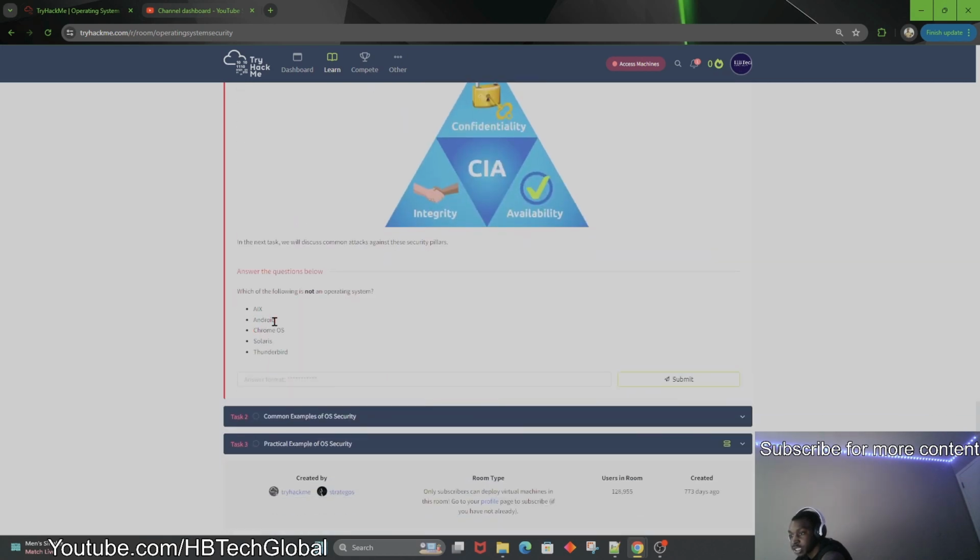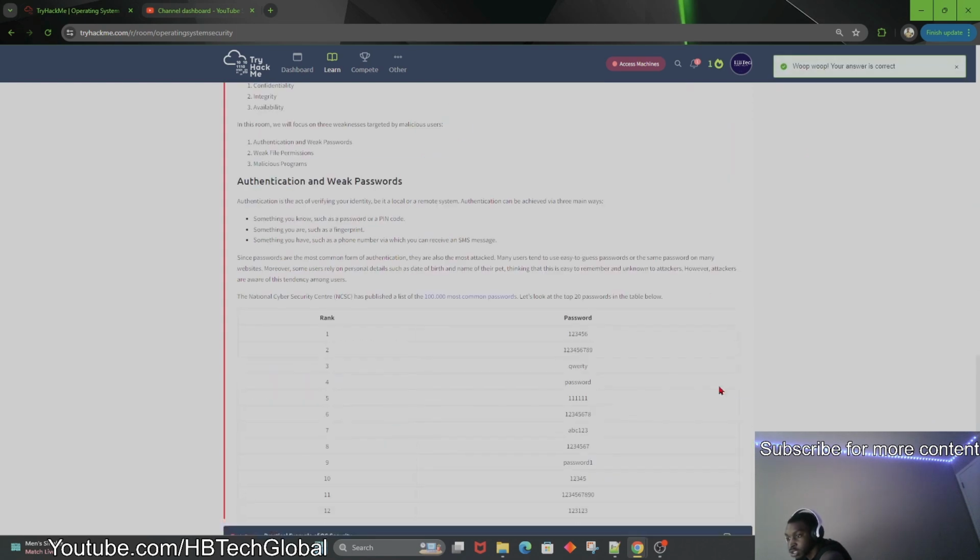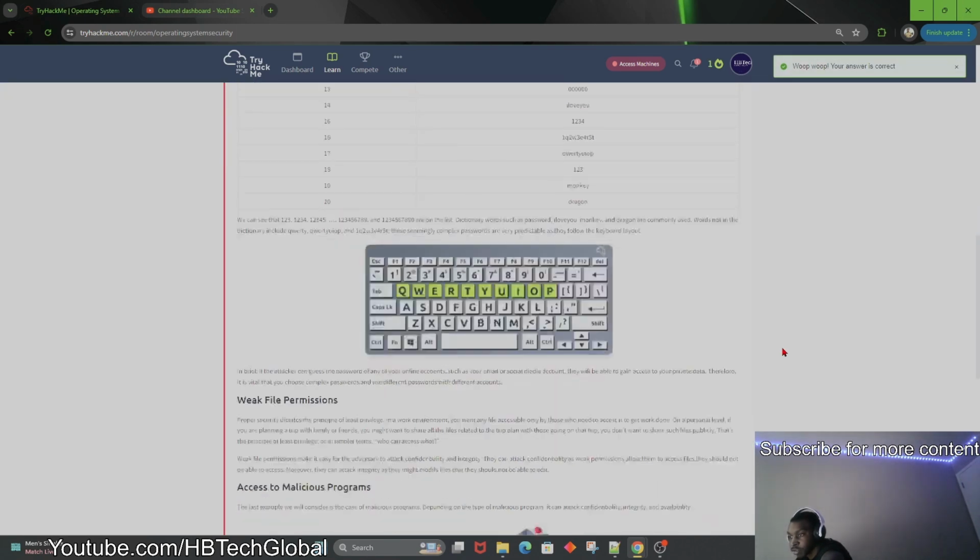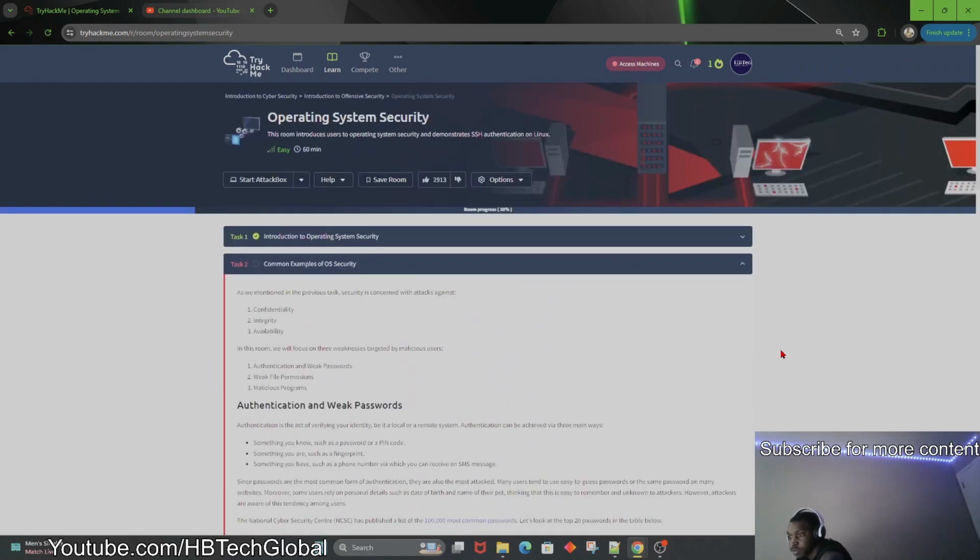Go back, which is not an operating system? It talks about AIX, Android, Chrome, Solaris. You don't hear Thunderbird. Thunderbird. Perfect, we got that correct. And we got a streak going. Perfect. First module completed. Let's go.